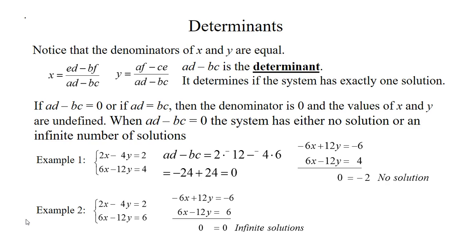When you're using the elimination method, you can tell that you have no solution when you get a false statement like 0 equals negative 2. And you get an infinite number of solutions when you get a true statement after you've eliminated the variables, such as 0 equals 0. But in either case, all your variables cancel out. And that's going to happen every time your AD minus BC equals 0.